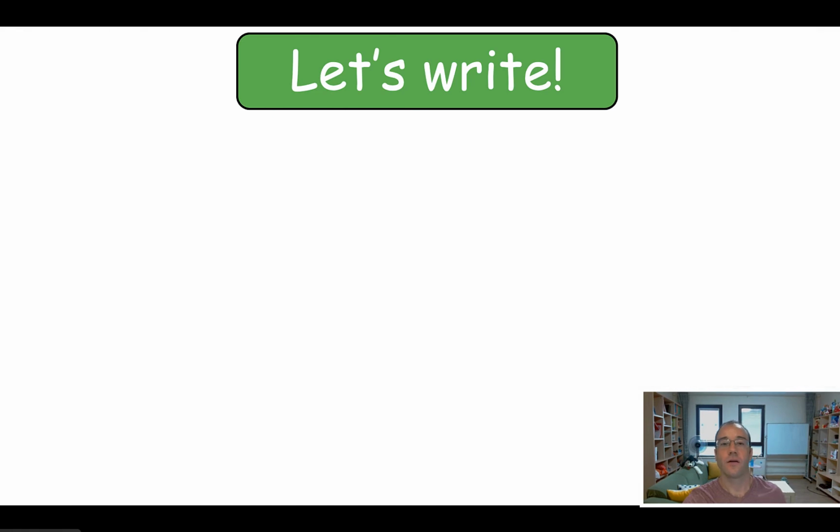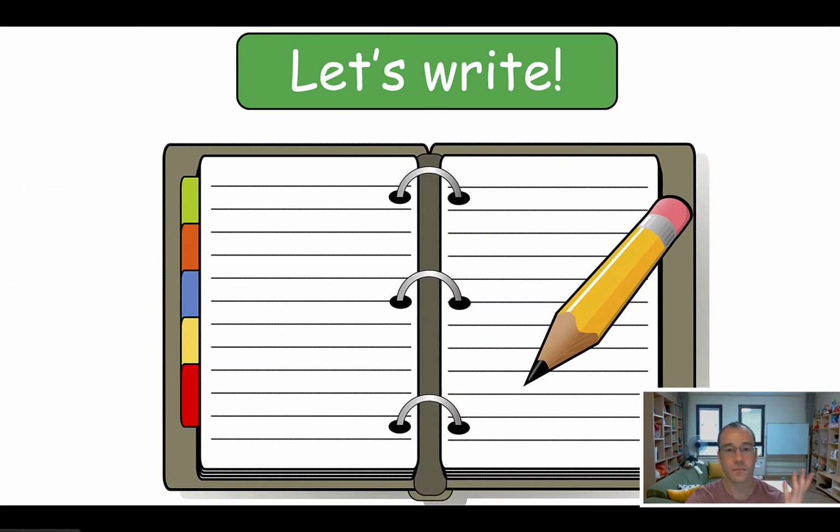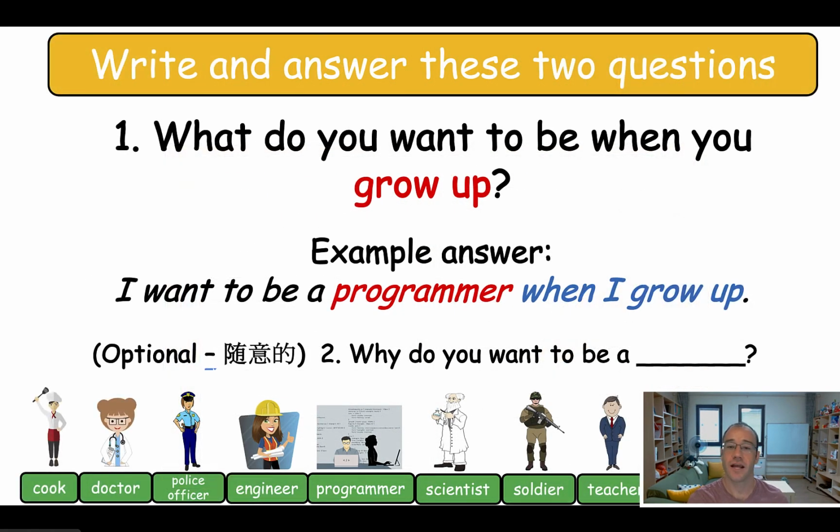Okay, so the final part of this lesson is a little writing activity. So let's write. This is how it works. I'll say write and answer these 2 questions. They'll take out their notebook and write the question, what do you want to be when you grow up? And I gave an example here: I want to be a programmer when I grow up. All they need to do is write this question again and answer it, okay?